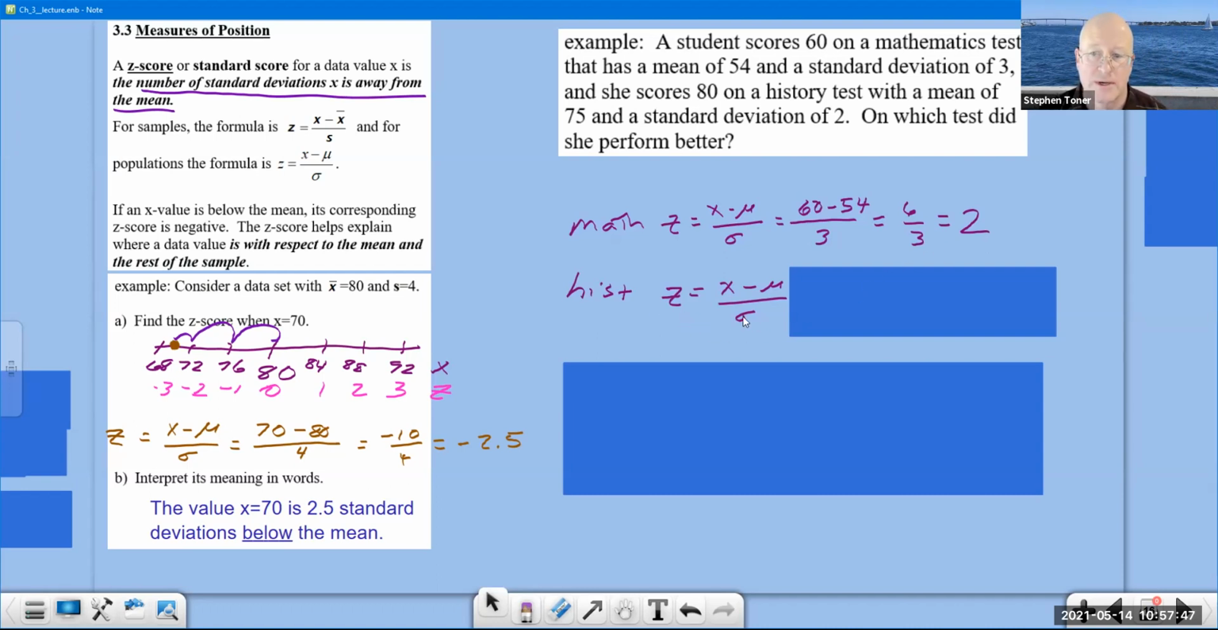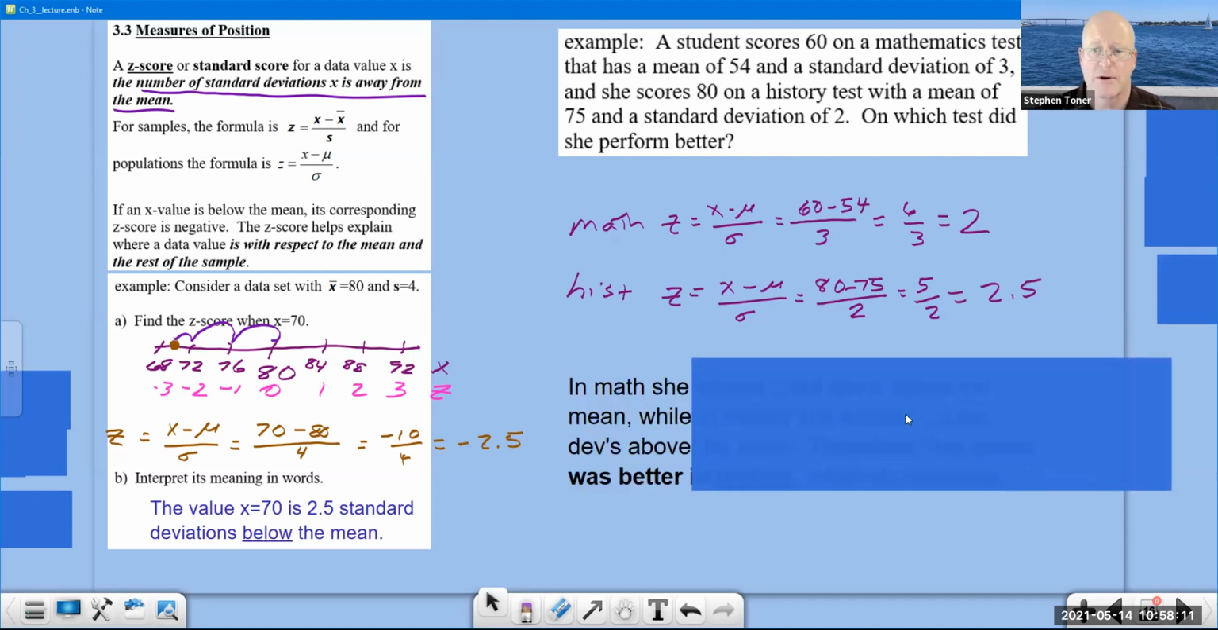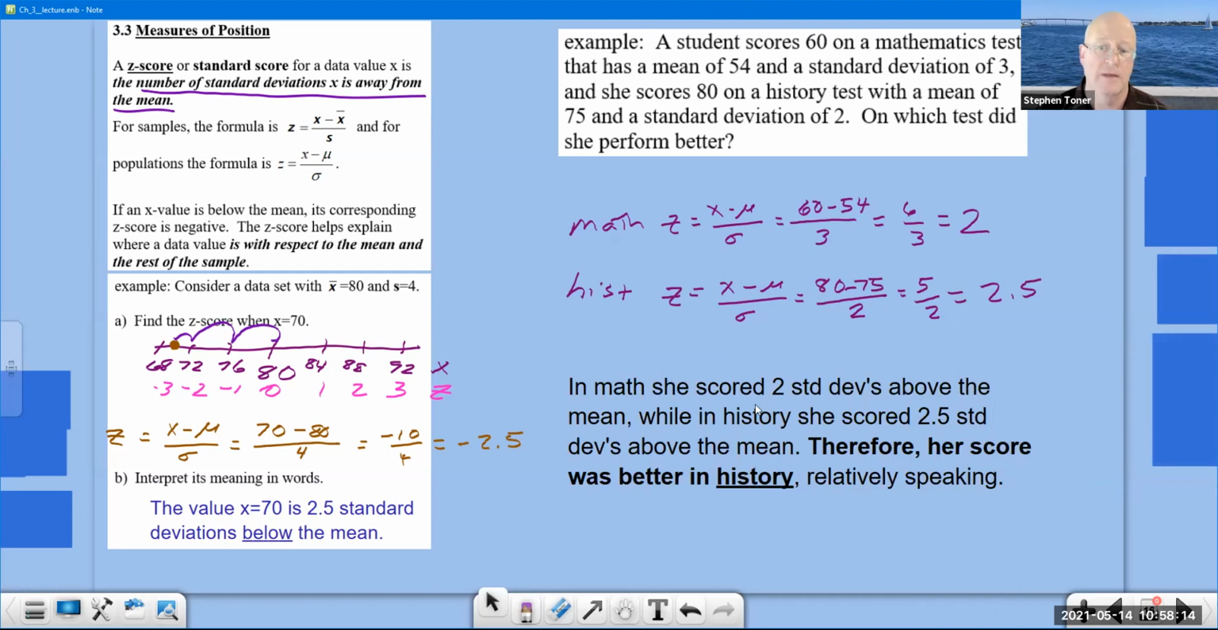However, for history, same calculation, we're going to see that she scored 80 when the mean was 75 and the standard deviation was 2. Subtracting in the numerator, we get 5 divided by 2, which is 2.5. So for history, she scored 2.5 standard deviations above the mean. Putting these two together, we're going to say the following. In math, she scored 2 standard deviations above the mean, while in history, she scored 2.5 standard deviations above the mean.